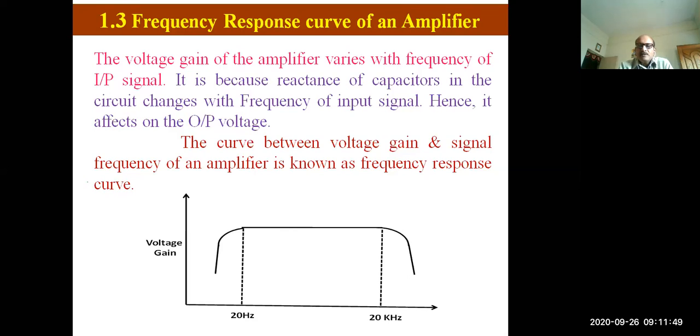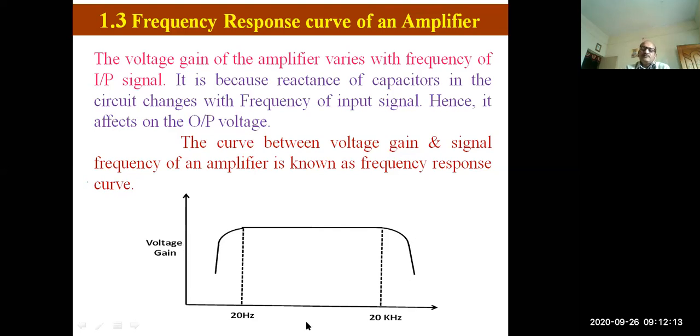What is meant by cutoff frequency? What is meant by 3 dB frequency? Therefore, here we have to say that the cutoff frequency is the frequency at which voltage gain becomes 0.707 of its maximum value. Here is the maximum value. This is the maximum value.